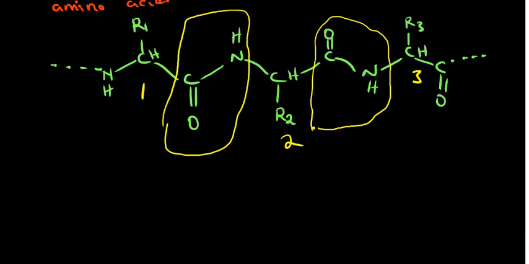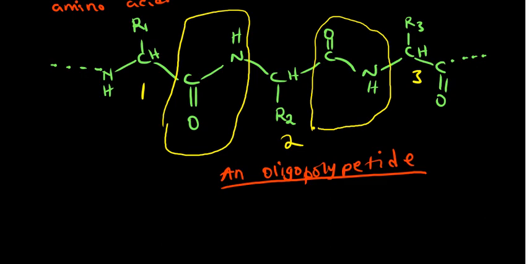So this one is an oligopeptide. If you have more than 20 amino acids being attached, then you have a polypeptide. This one is also a polypeptide, but to be specific, it's an oligopeptide since it just has 3 amino acids. Oligopeptides have amino acids from 3 up to 20.